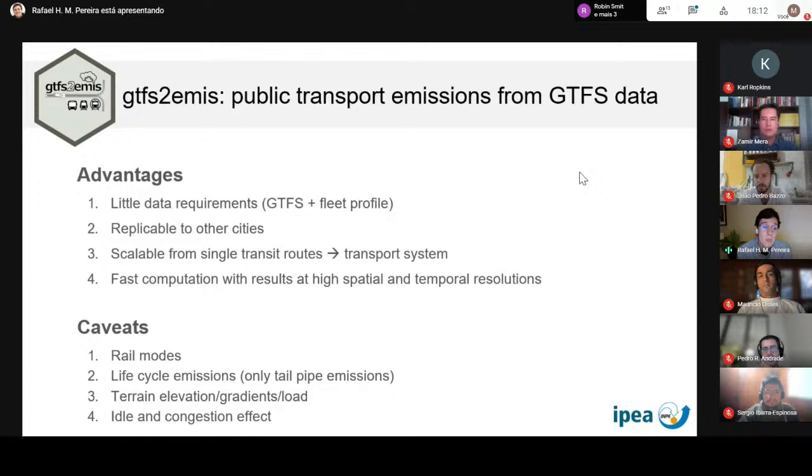Another very important thing, we are only looking at tailpipe emissions. We are not considering the full life cycle of emissions in the system. We are currently not taking into account the effect that terrain elevation or the load of passengers has or could have on the vehicle's emissions, but this is a very important thing that Robin mentioned before. And also we are currently not taking into account idle vehicles and congestion effects. So we do account for chronic congestion, but we don't account for specific congestion effects that might happen one or two days, so to speak.